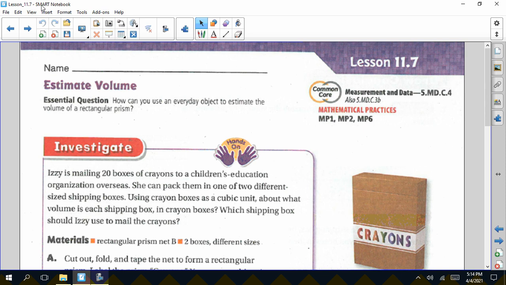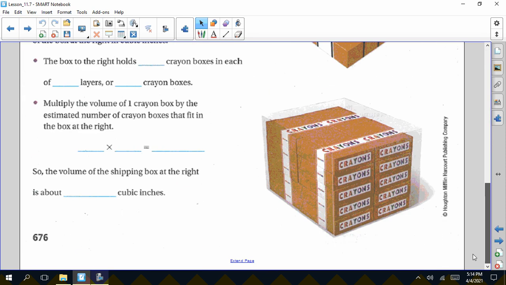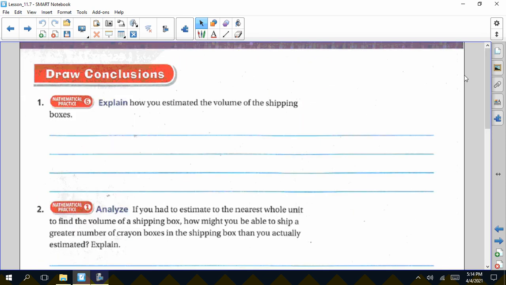Welcome, fifth graders. Today we're going to do lesson 11.7, estimate volume. The idea of today's lesson is to use the volume of one figure to help us find the volume of a larger object by counting the number of smaller items inside of that. We're going to start on the second page, page 676, at the bottom.